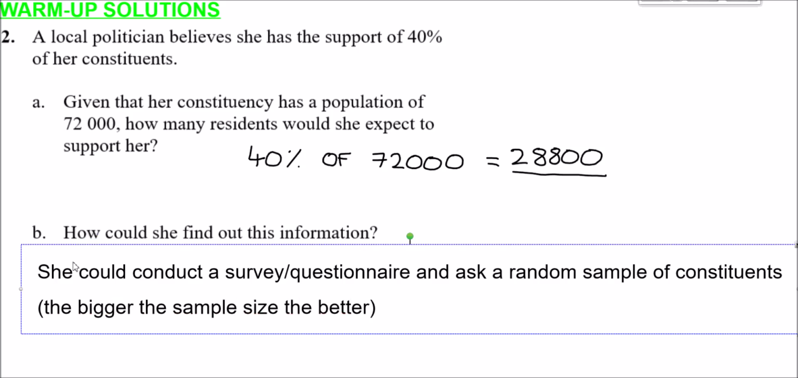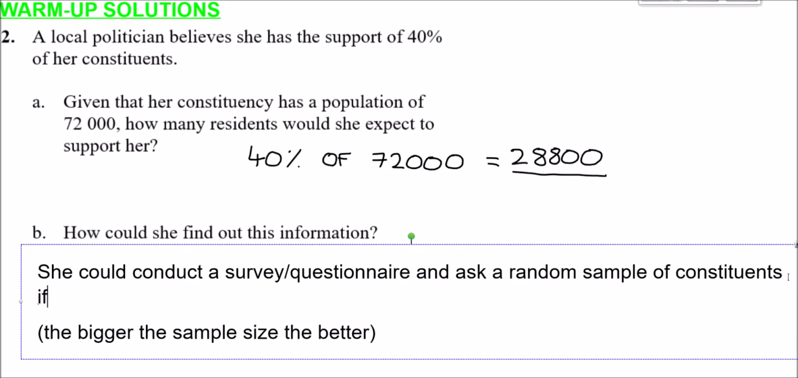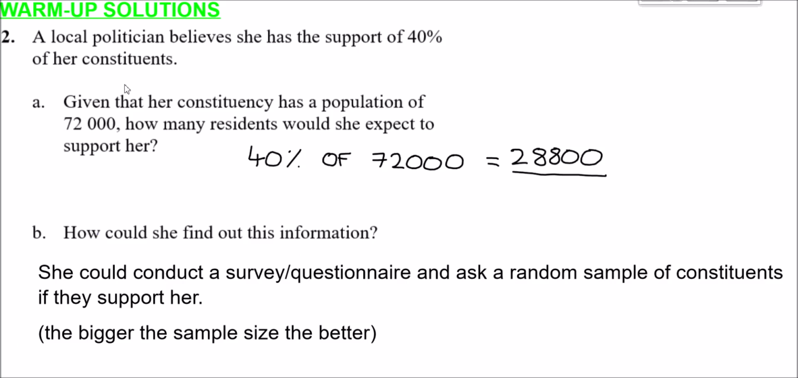And she's going to ask these constituents if they support her or not. She can't ask all 72,000, that's why you'd need to do a sample. I'm going to come back to this warm-up question 2 later on as well. This is going to be one of the examples we're going to talk about this hypothesis testing for.